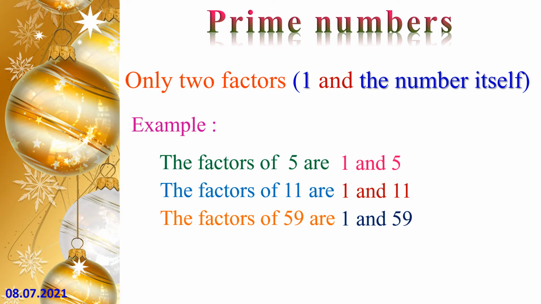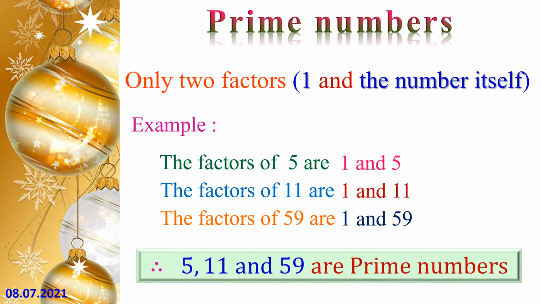See children, here the numbers 5, 11 and 59 have only two factors, 1 and the number itself. Okay, so therefore these numbers are called prime numbers. 5, 11 and 59 are prime numbers.